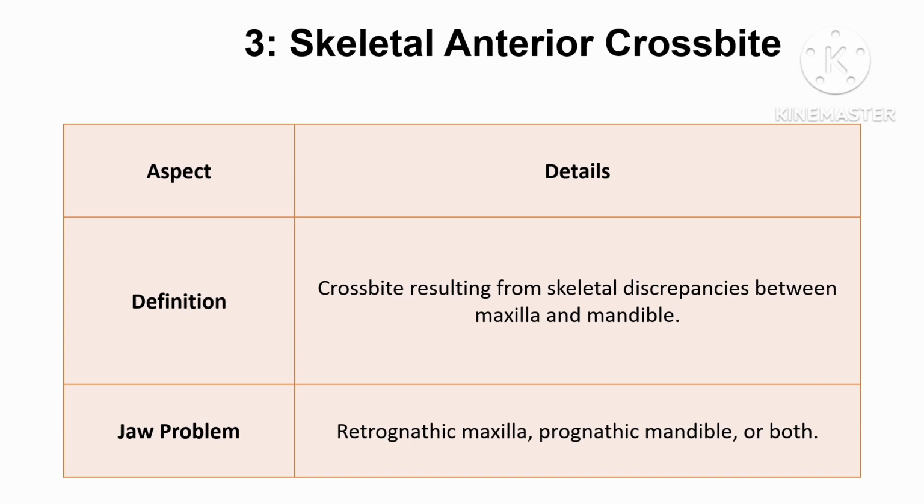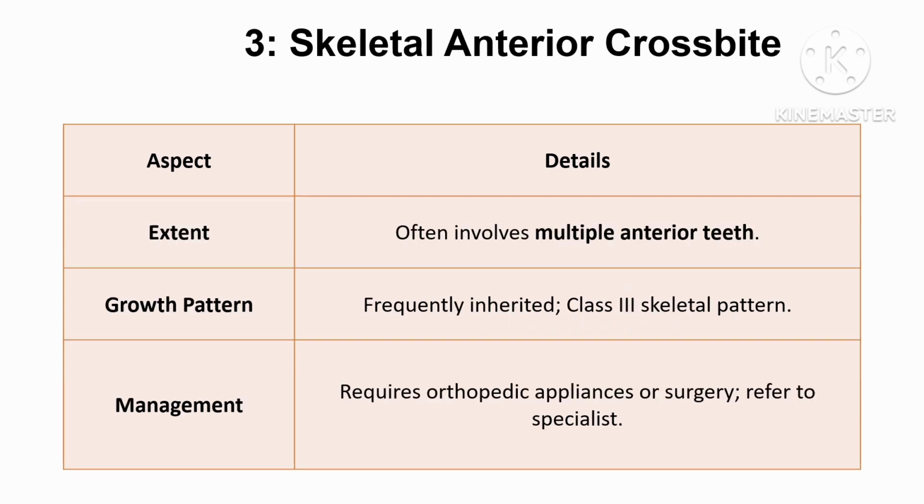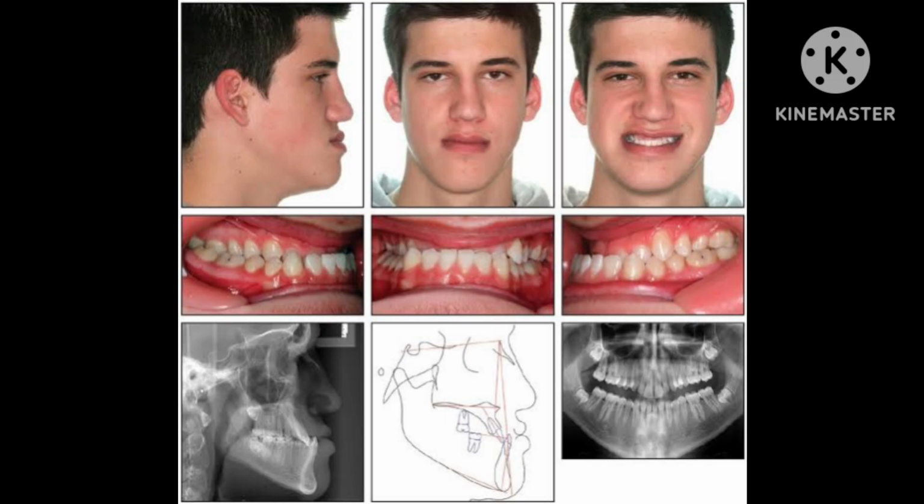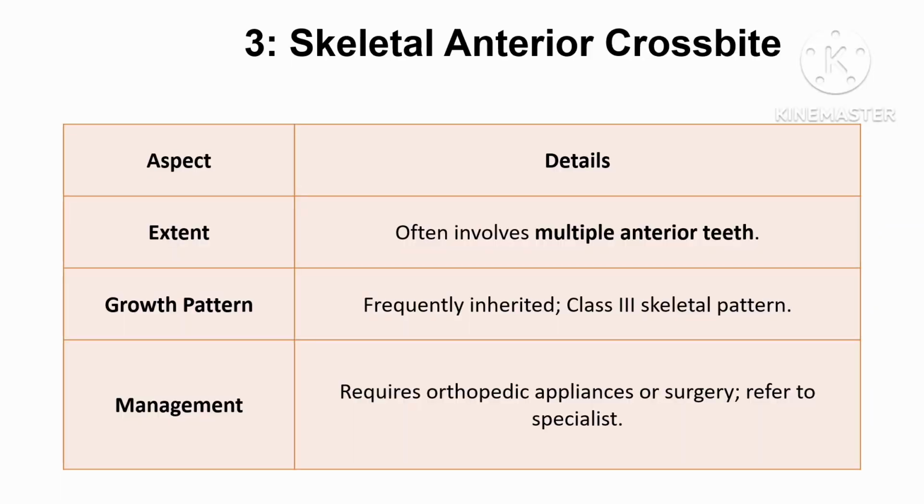In children with repaired cleft lip or palate, the scar tissue can restrict the forward growth of the maxilla. Some syndromes like cleidocranial dysplasia or hormonal disorders such as acromegaly can also exaggerate mandibular growth. Lastly, trauma or jaw fractures during growth years may cause skeletal asymmetries and anterior crossbite.